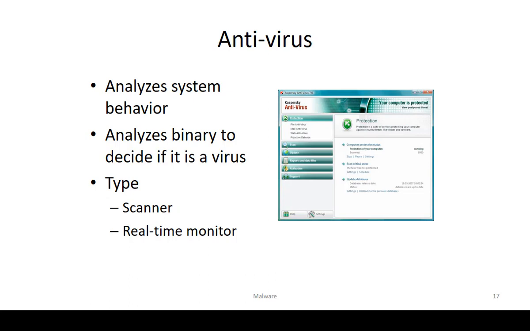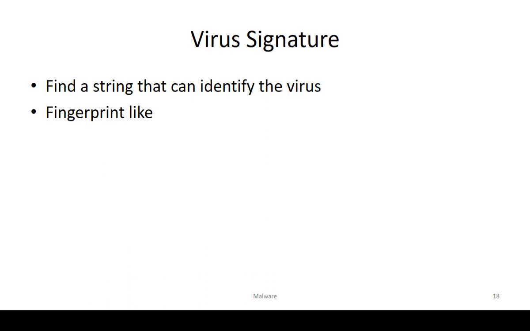And I should point out that it is well known from computer science theory that it's impossible to build a perfect virus or malware detector. This is known as the impossibility result. So viruses have signatures. This signature is simply a string that can identify the virus. Okay, and this signature is like a fingerprint.